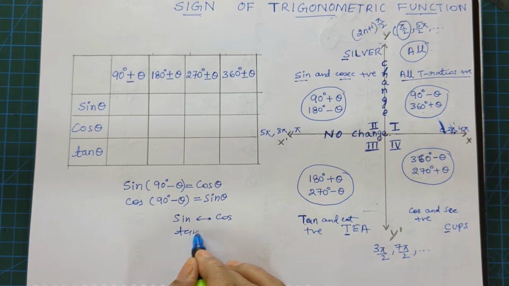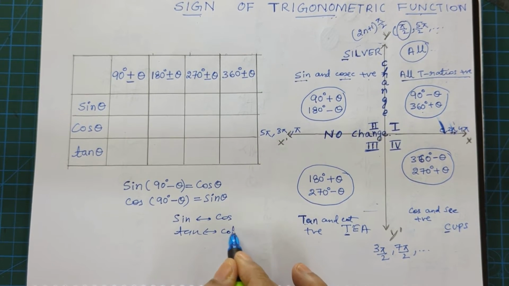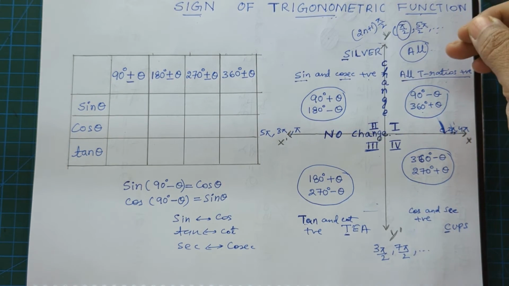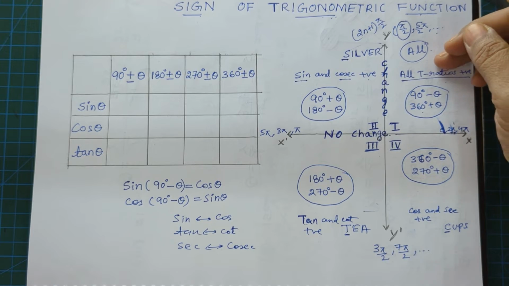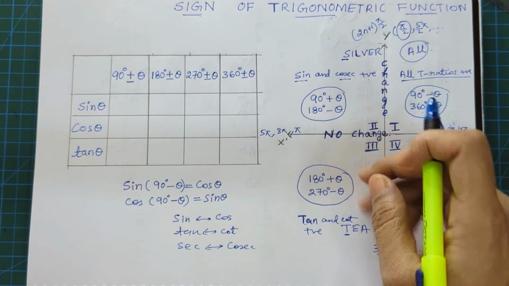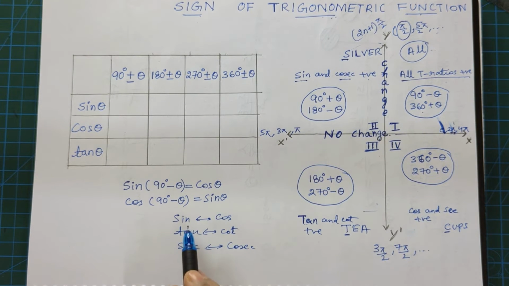Tan will always get converted to cot and vice versa. Sec will always get converted to cosec and vice versa. So this is the conversion. Means across y-axis, whether the change is occurring in first quadrant and second quadrant, or fourth quadrant and third quadrant, this conversion occurs. Means sine will never get converted to cosec, or sec will never get converted to cot, etc.